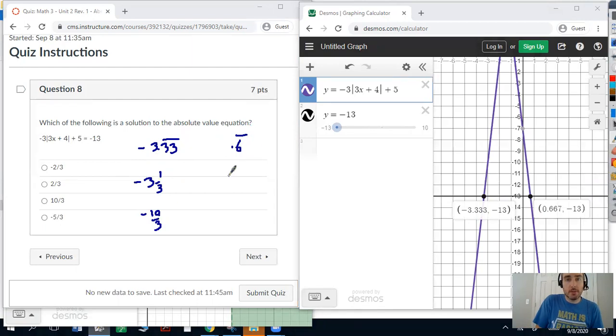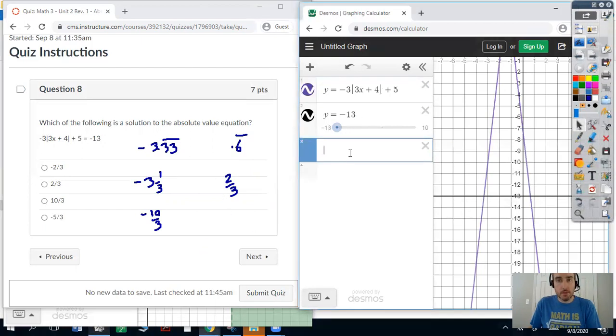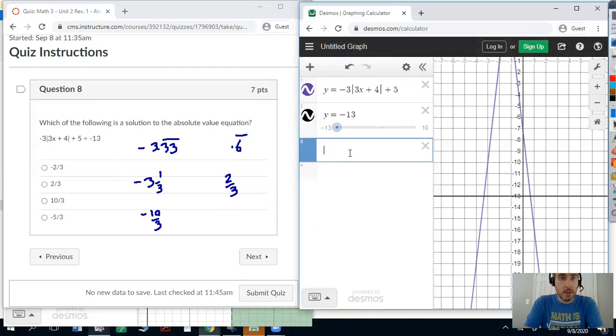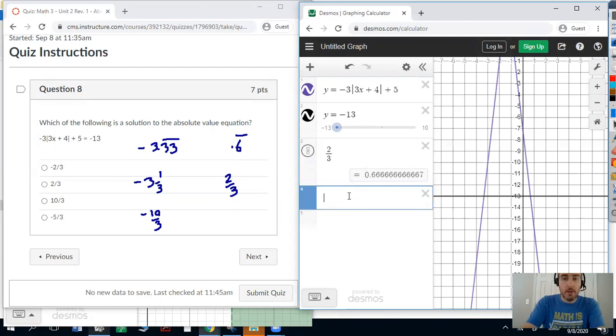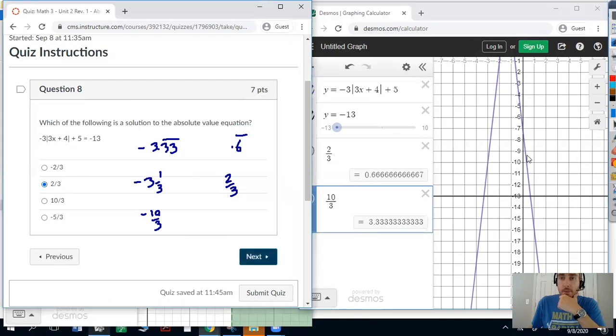0.6 repeating, that's 2/3. And if you just want to double check that, you can go into your main screen and type in 2 divided by 3. There's your 0.666 repeating. And then 10 divided by 3, there's your 3.333 repeating. Now you can see that it's going to have 10/3 and 2/3, but 10/3 is the one that's negative, and that's not there. But 2/3 does have the positive, so that's the one you want to pick.